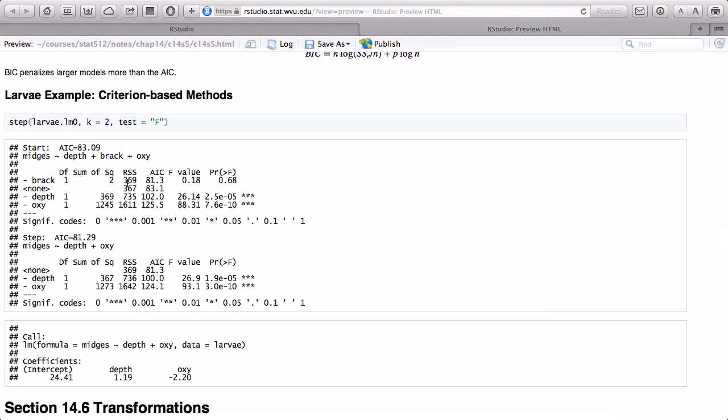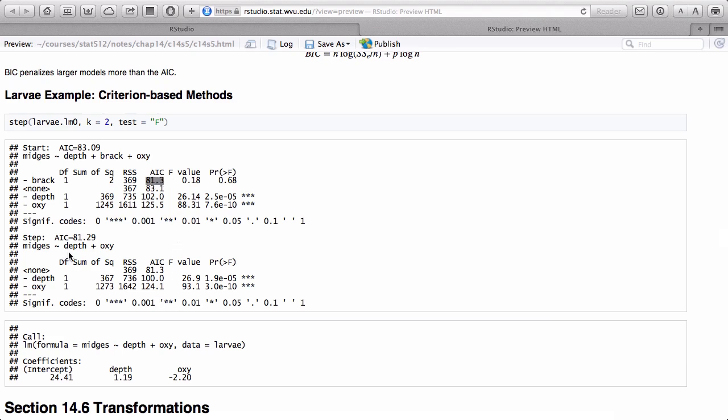I can see that if I subtract out brackishness, my residual sum of squares with the full model is 367. That residual sum of squares by dropping out brackishness only slightly increases. And that's good. So I can drop it out; in other words, the AIC is only slightly larger. If I try to drop out depth, however, or oxygen, in particular oxygen, then the residual sum of squares goes up and the AICs get much larger. Now I want a small AIC. So which one do I want? Well, I want the model that subtracts out brackishness. It has a small AIC.